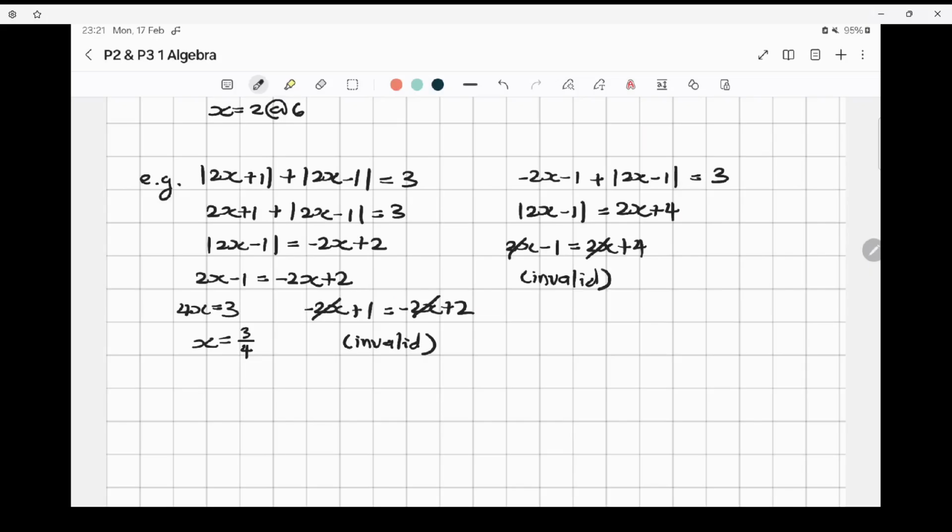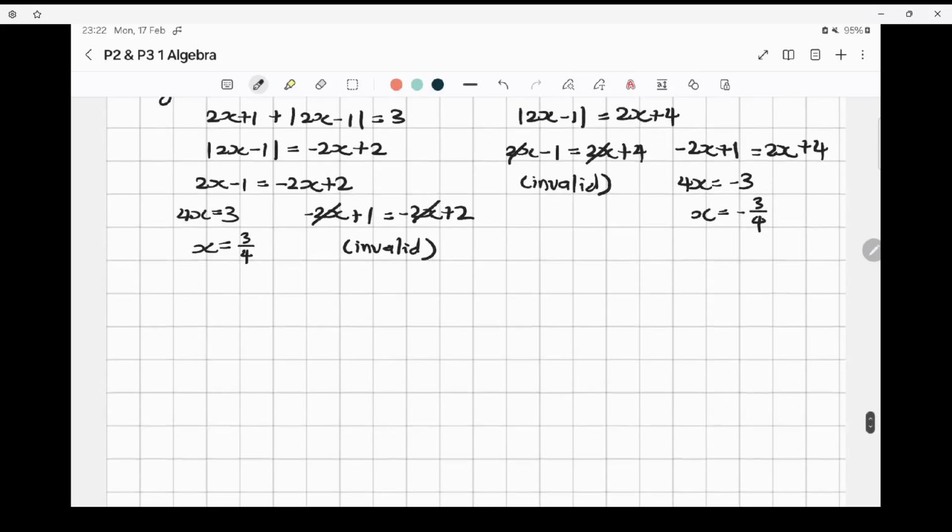So the last part would be the negative part of 2x minus 1. So you get minus 2x plus 1 equals 2x plus 4. So you would get 4x equals minus 3, or x equals minus 3 over 4. Now you need to check your answer.